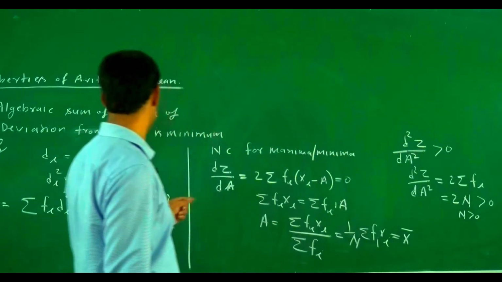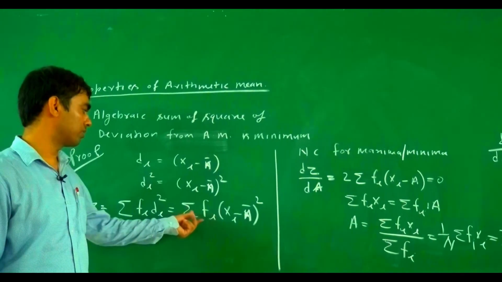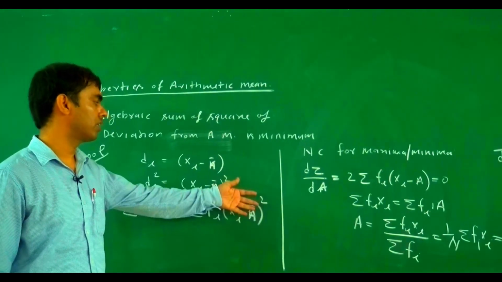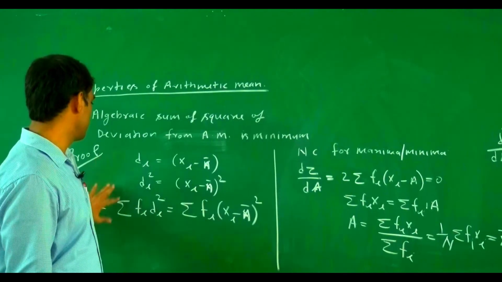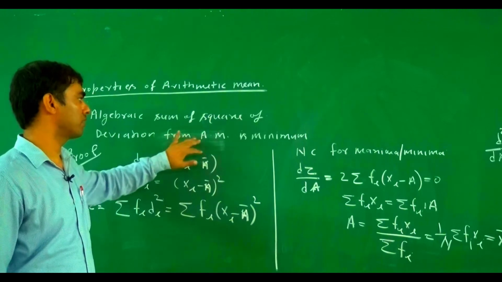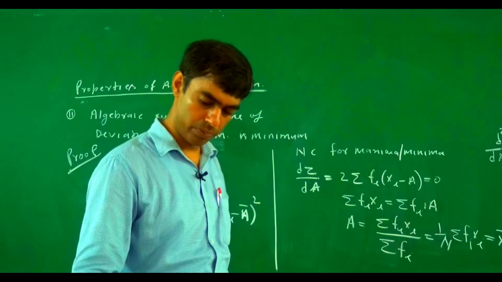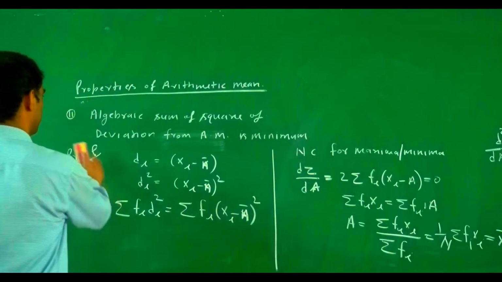So this value z equals summation of f_i d_i square, equals summation of f_i (x_i minus A bar) whole square. This means the sum of squares of deviations from the arithmetic mean always gives the minimum value. So this is the second property.